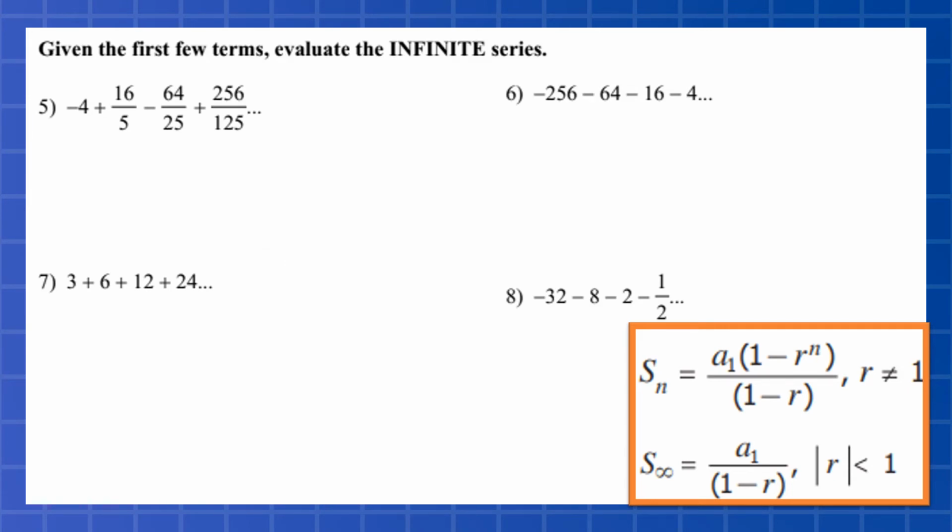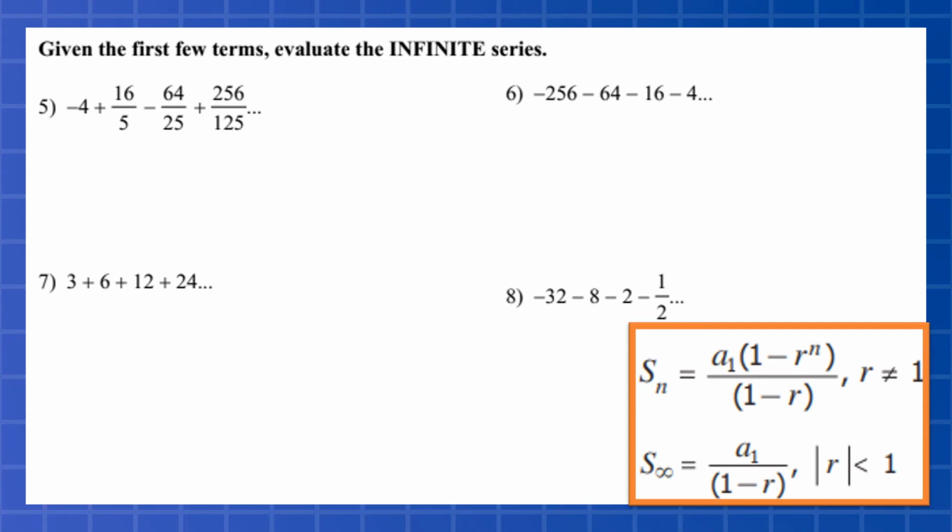On this one, it says, given the first few terms, we're going to evaluate the infinite series, okay? So this one is just like the last one, except it doesn't tell us to stop. It says do this forever. There's no n equals. So I want you to look down at the S infinity formula down there, and you'll notice that it's actually a simpler formula because there's no n. It goes on forever. So we just have A1 on top and then 1 minus R.